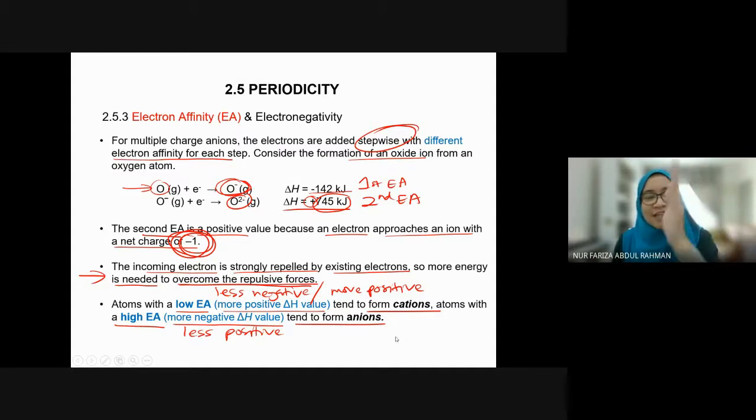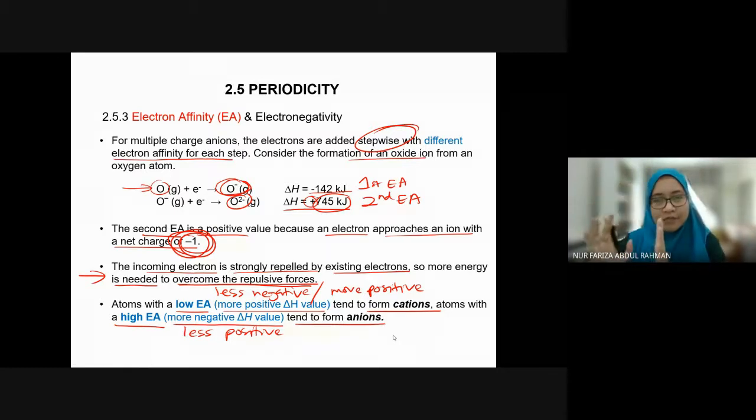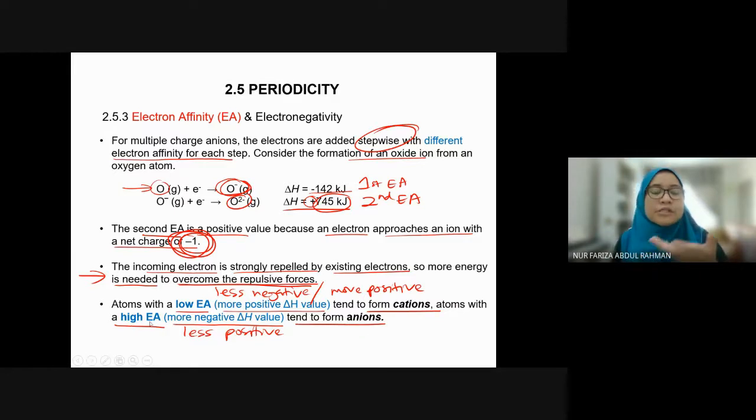Group 17, across the period on the right-hand side of the periodic table, has a high EA, because they tend to form ions. They become ions because they have high electron affinity. They like electrons.